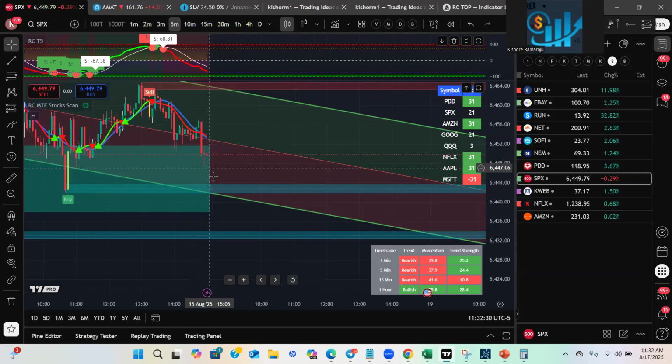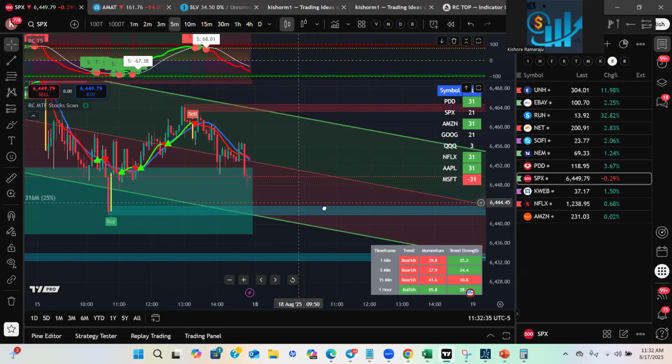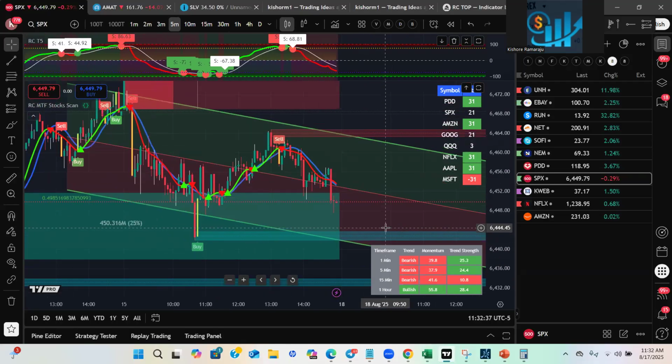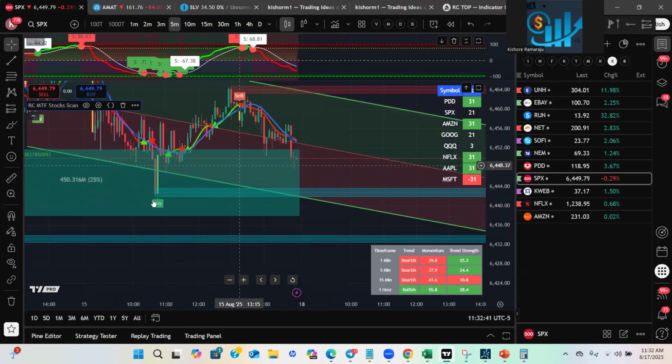For example, tomorrow morning it breaks this support and comes here, because generally if something is bearish, what it will do is it will break yesterday's low of the day. So here this is the low of the day on Friday. Tomorrow it may break a little more, come a little more down, and then again it will bounce.